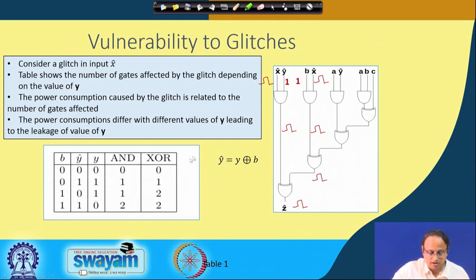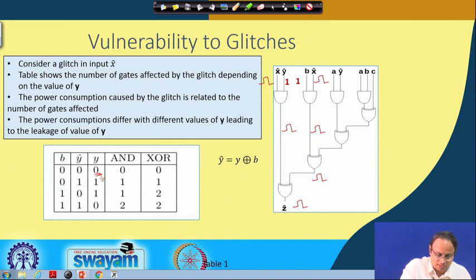Again, if you try to relate the glitches with the unmasked data, here the unmasked data is y. If you consider the cases, for example y equal to 0 in this case and y equal to 0 in this case, the AND gate has got 0 toggles here and 2 toggles here. So, if I take the average, it is 0 plus 2 by 2. If you consider here, this is 1 plus 1, again the sum is 2.